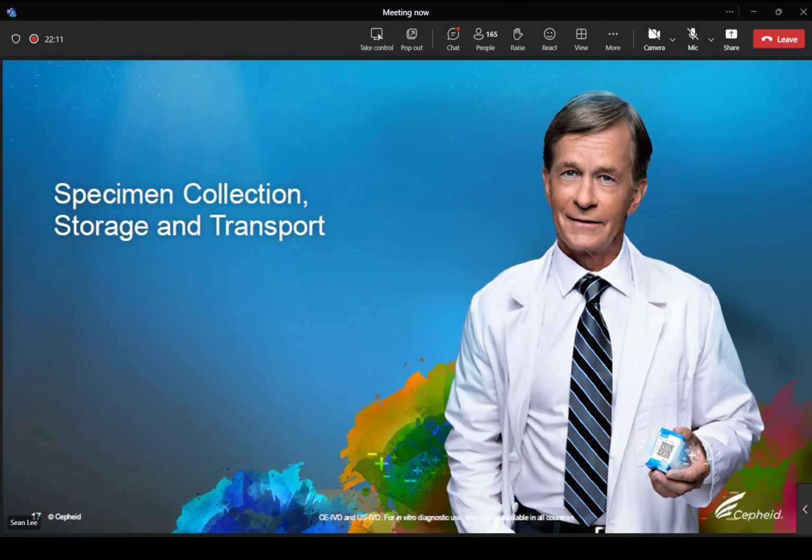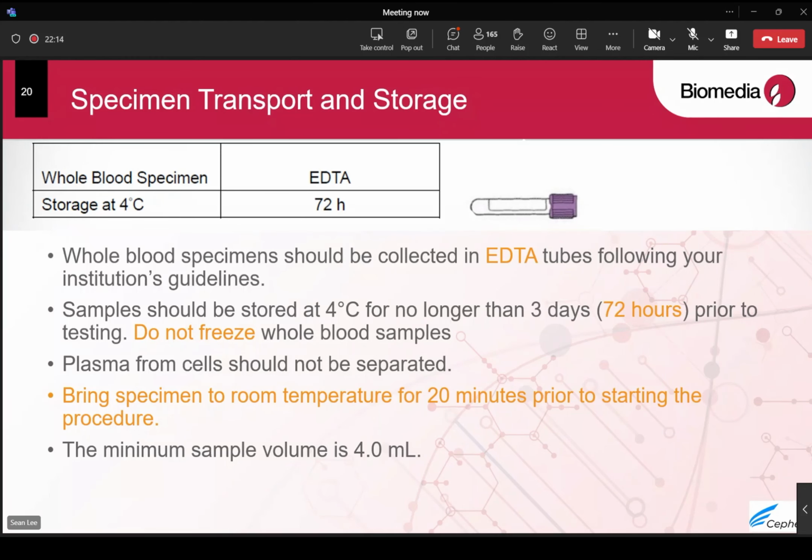Okay, specimen collection. You need to get a whole blood specimen collected in an EDTA tube. All right. Samples should be stored at 4 degrees Celsius for no longer than 3 days. So this is if you get the whole blood specimens and you don't have time to run them, keep them in the fridge at 2 to 8 degrees Celsius before testing. Remember, do not freeze the blood samples.